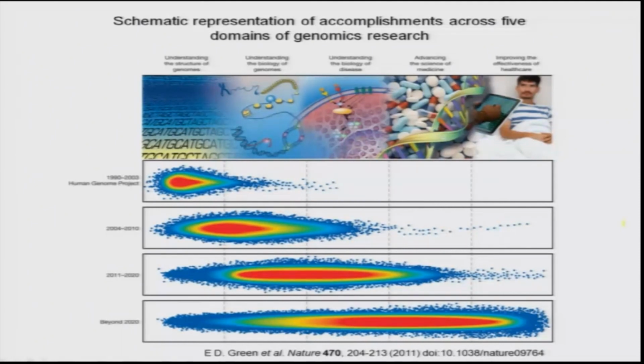So this is a schematic representation showing how genomic research has changed over the years. This is something we already discussed: the Human Genome Project, 1990 to 2000, and in 2003 and 2004 the draft sequence was completed. So you can see that understanding the structure of the genome, at least the human genome, is pretty much complete now, because we have sequenced the genome and the sequence is available. But what is important is understanding the biology of the genome. What does it mean? You have a sequence, you have sequenced it.